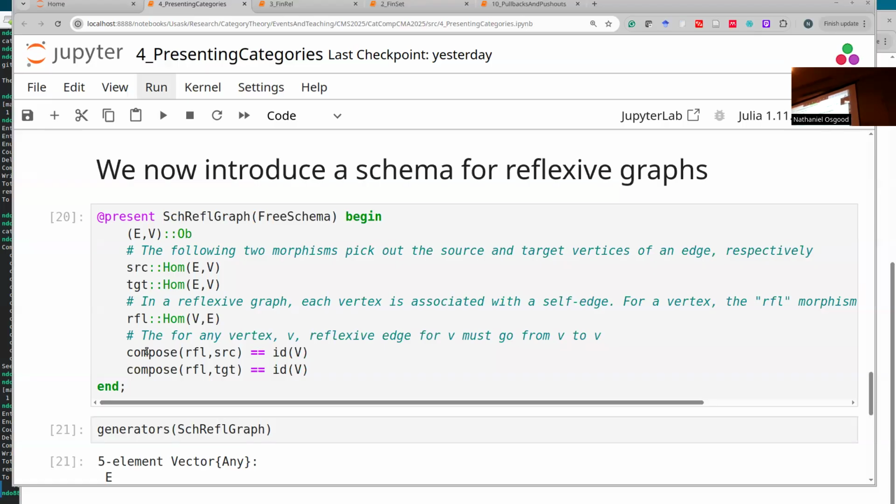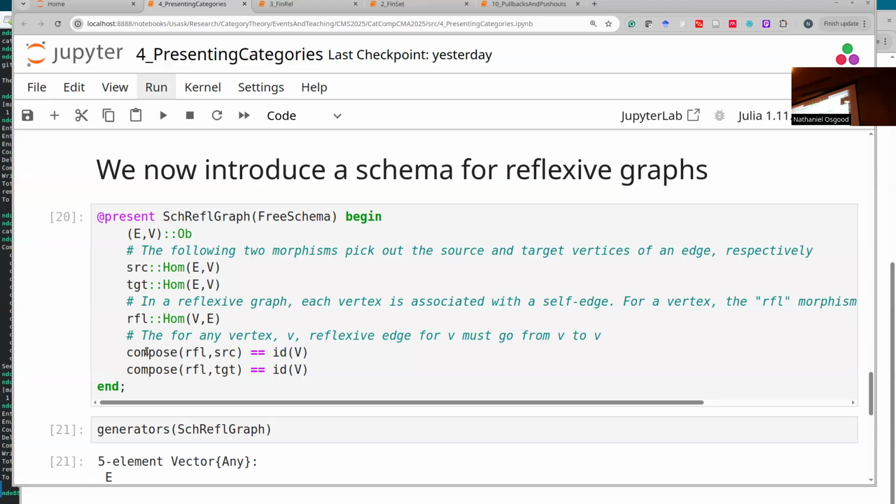So in other words, if I have a vertex V, call it this one right here, and I ask for its reflexive edge, that's an edge with a very special property. It picks out an edge for V whose source is V and whose target is V. Whatever its reflexive edge, it goes from that vertex to that vertex.